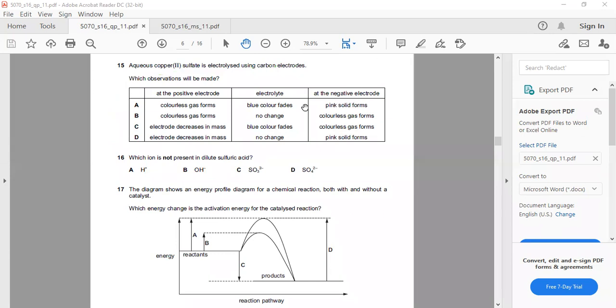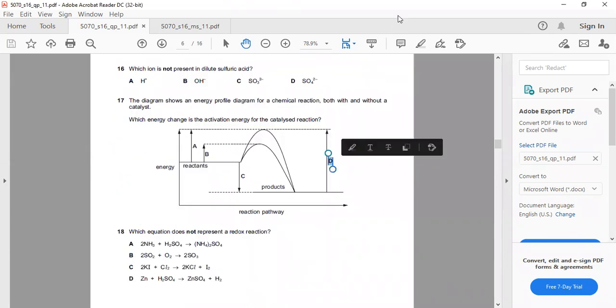Now number 16. Again, "not", so you circle it, otherwise you write wrong. Which is not present in dilute sulfuric acid? In acid, OH ion is also there in aqueous acid, but it is less. People think that this is the answer. No, it's a common error.